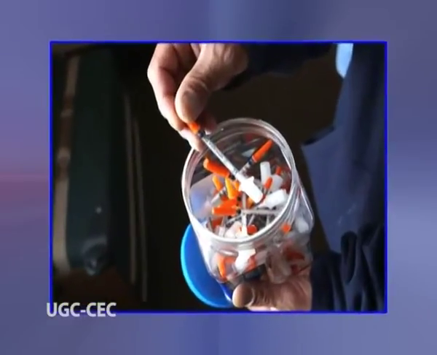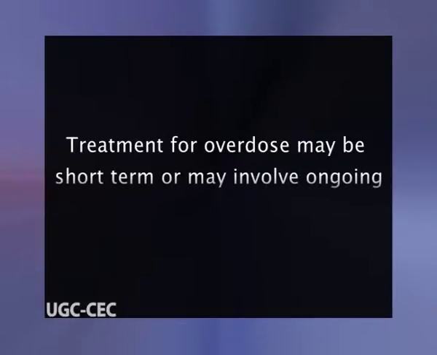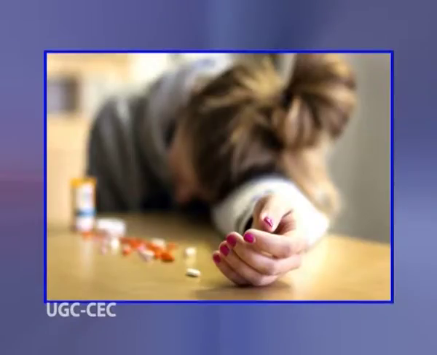The body often heals without treatment. However, death is a risk in some cases. This may be instant or may follow more slowly if organs are permanently damaged. Treatment for overdose may be short-term or may involve ongoing treatment, for example, in case of self-harm or attempted suicide.